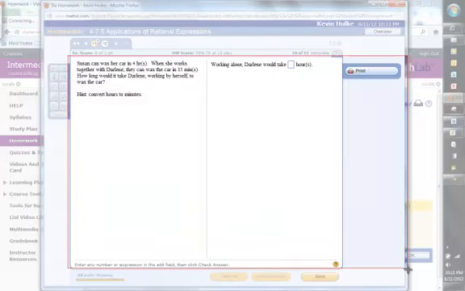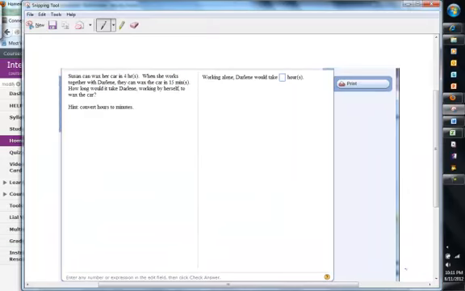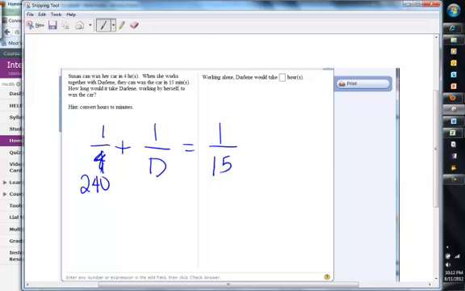Susan can wax the car in 4 hours. So that's 1/4. Darlene can wax the car in 1/d hours. How long will they take if they wax together? 1/15 minutes. Let's change this 4 hours to 240.